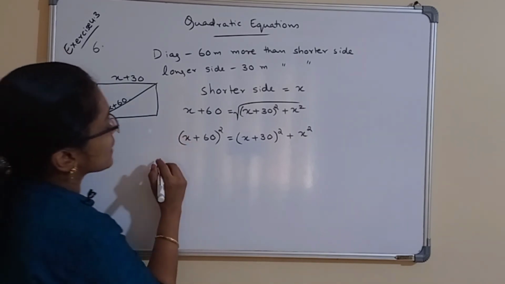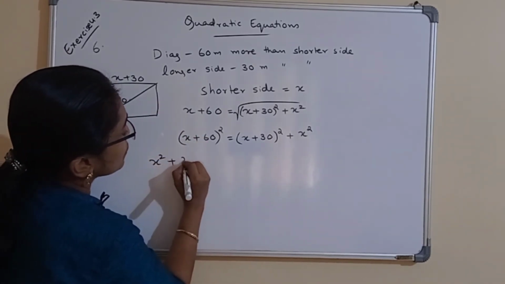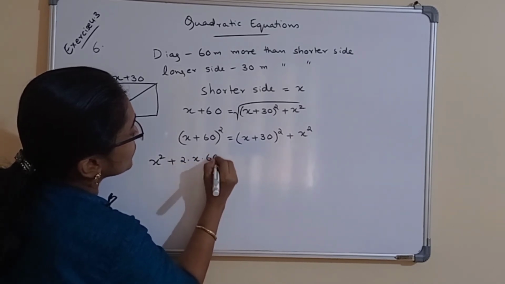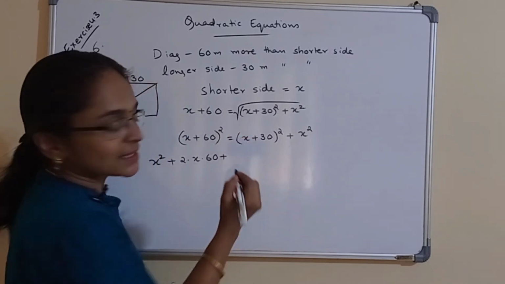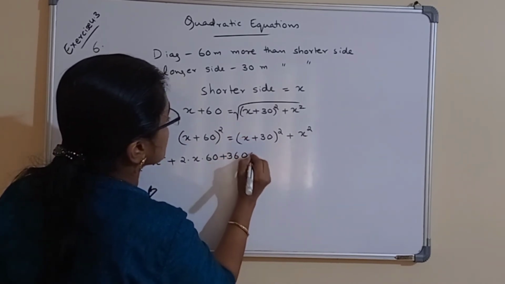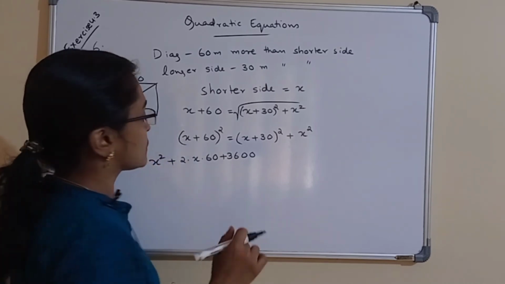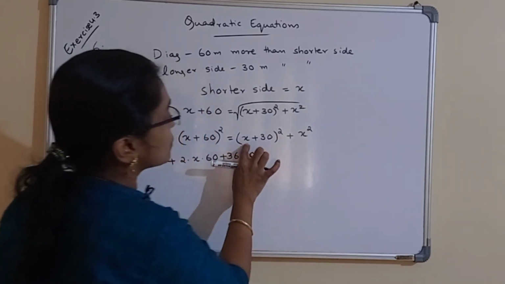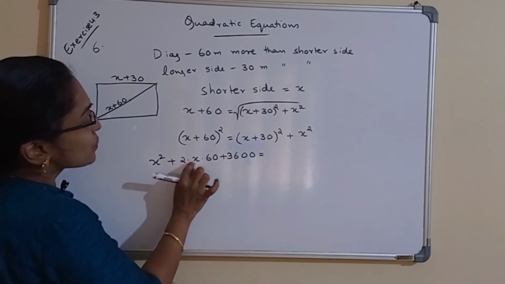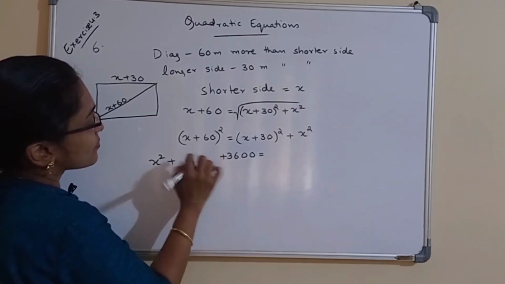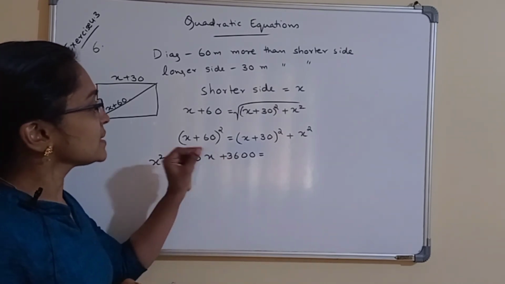Now we can expand this. (a plus b) the whole square is a square plus 2ab plus b square. 60 square is 3600, since 6 square is 36 and we add 2 zeros. So we can write in this step itself, 2 into 60 is 120. You can write it as separate steps, but I am writing in one step.